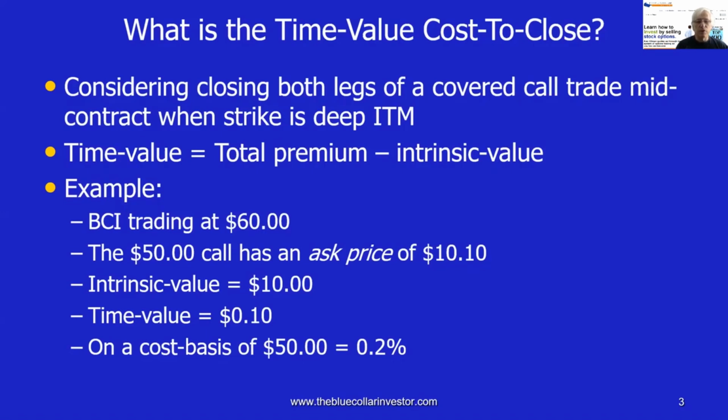So the intrinsic value is $10, time value is 10 cents, and now the cost basis, since it's an in-the-money strike, would be the strike price of 50. So the time value cost to close then translates to 0.2%. If we were considering closing the trade mid-contract, we would then ask ourselves, can we generate 1% more than the time value cost to close? In this particular case, 1.2% or more by contract expiration. If the answer is yes, then we go ahead, we close both legs of the trade.